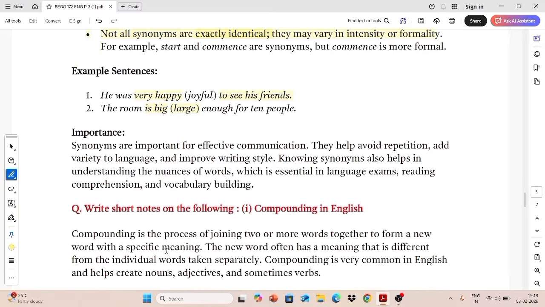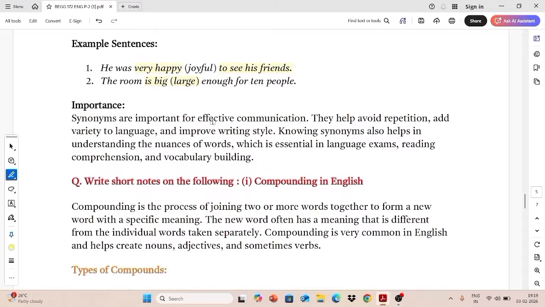So why are synonyms important? Synonyms are important for effective communication. They help avoid repetition, add variety to language, and improve writing skill. Knowing synonyms also helps in understanding the nuances of words, which is essential in language exams, reading comprehension, and vocabulary building. So synonyms and hyponyms are very important topics, especially keeping in mind the short notes in your examinations.